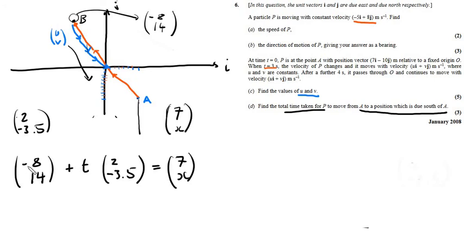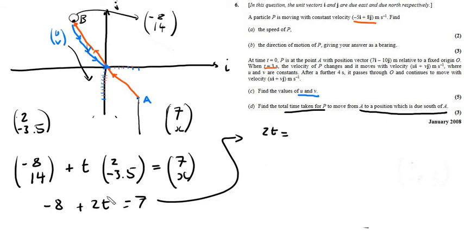But we don't need it, because just the top row gives us an equation with which we can solve for t. So -8 plus 2t is equal to 7. So 2t is going to equal 7 plus 8, which is 15. And t is going to equal 7.5.